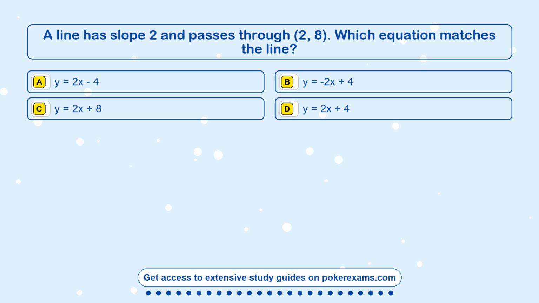Question 14. A line has slope 2 and passes through (2, 8). Which equation matches the line? Option A, y equals 2x minus 4. Option B, y equals minus 2x plus 4. Option C, y equals 2x plus 8. Option D, y equals 2x plus 4.